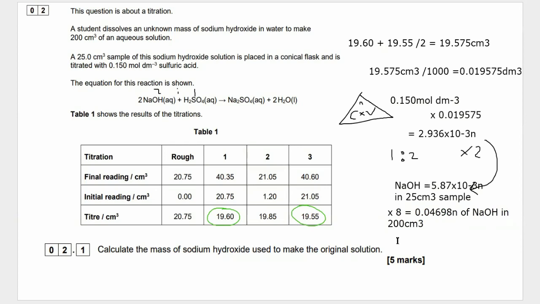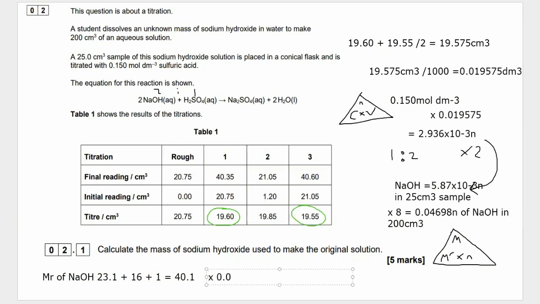So now it's time to work out the mass of sodium hydroxide in the original 200 cm³. Well, we know the moles, and we know that mass equals Mr times moles. So the Mr of sodium hydroxide is 23.1. You can call it 23, plus 16, plus 1 equals 40.1. That's the Mr of sodium hydroxide. Let's multiply that by the moles we worked out, 0.04698. And that's going to give us a mass of 1.88 grams. And so that's your answer. Super. And this will score you 5 marks.